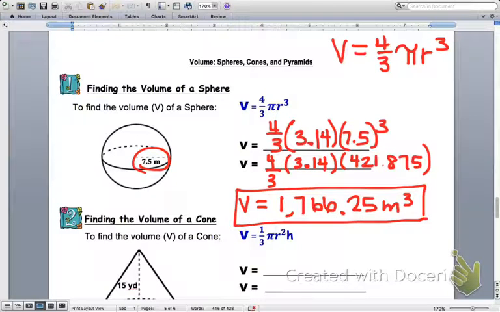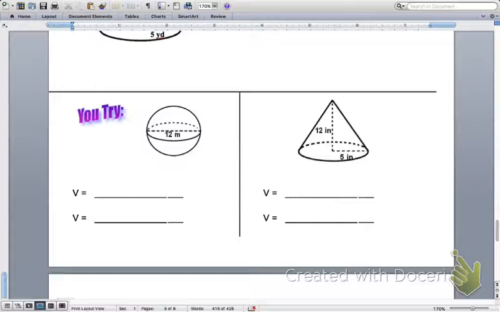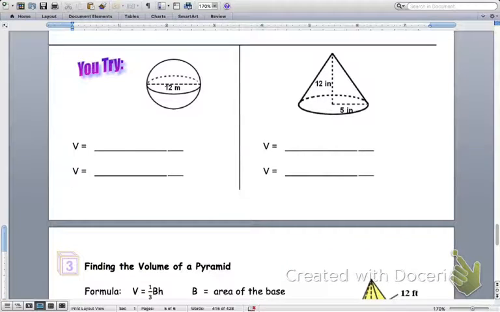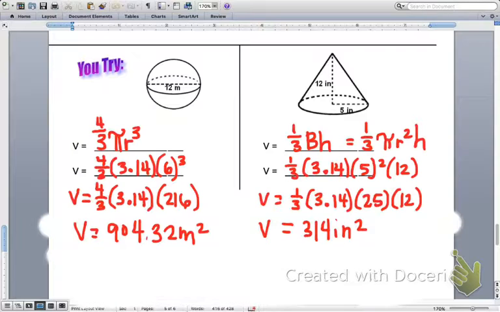Let's scroll to the bottom and try some practice problems. Press pause. When you're ready to check your answers, press play. Check your answers. I hope you got them right.